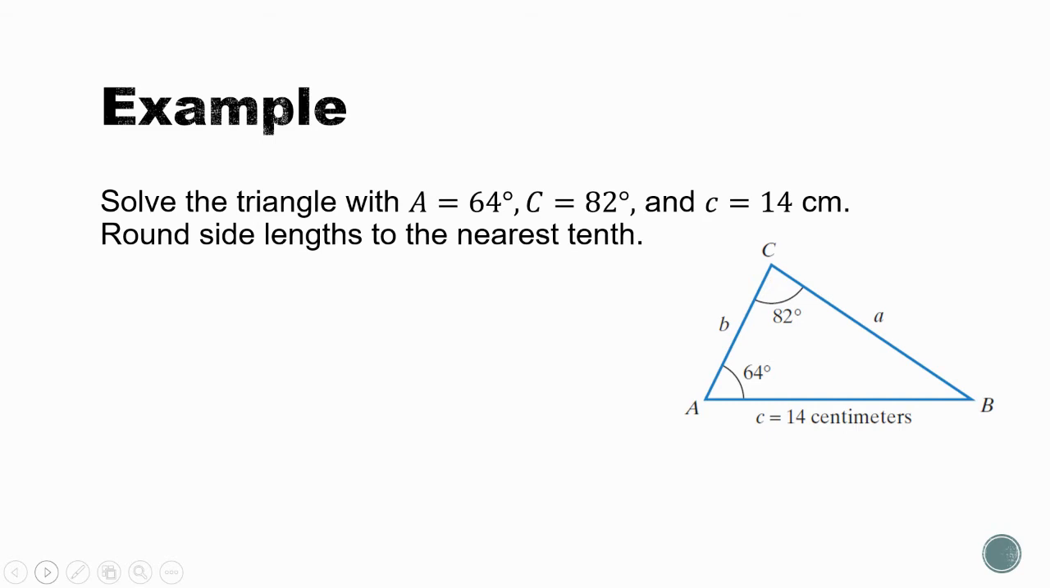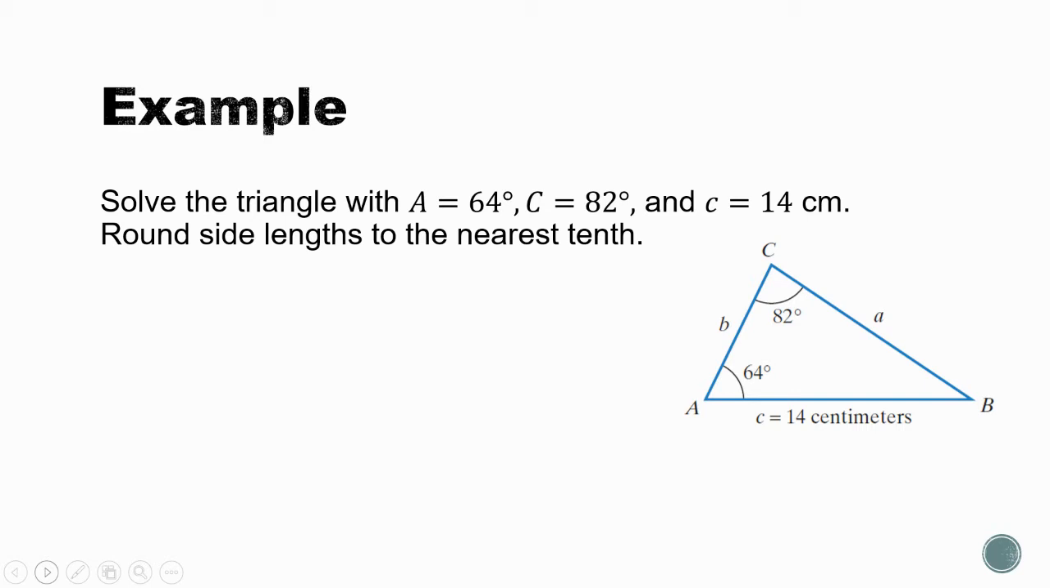So let's dive into some examples here. I'm giving you this picture. It says solve the triangle with, notice how A is capitalized, so that means angle A, that's 64 degrees. C is 82 degrees, and then that little c represents the side, so side c is 14 centimeters. We are going to round side lengths to the nearest tenth, okay?